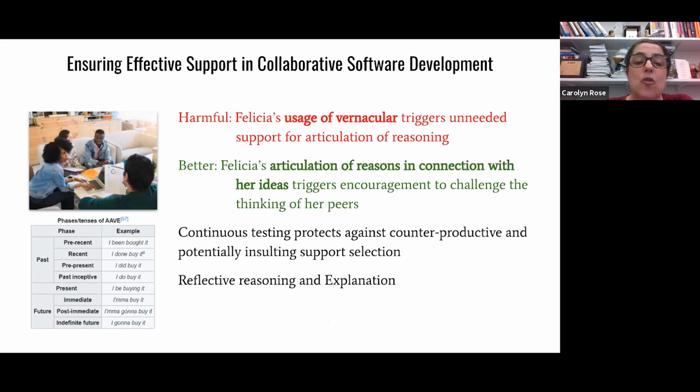So here we contrast what could very well happen, the kinds of things that are risks just because of what happens when you train a complex model with data that contain lots of low-level predictors that are weak and easy to get to in the language. A harmful side effect could be that the usage of vernacular triggers unneeded support for articulation of reasoning. I mentioned that. A better approach would be that articulation of reasons in connection with ideas should actually trigger pushing the student to go further, to build on that, to challenge the thinking of her peers, because even if she exhibits some of the behavioral characteristics of other students that need one kind of support, that would be just a speed bump to her that she doesn't need, and she should really be encouraged to take the next step.